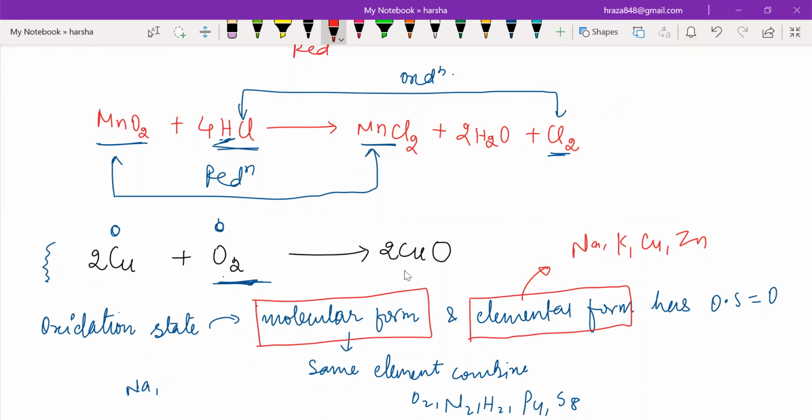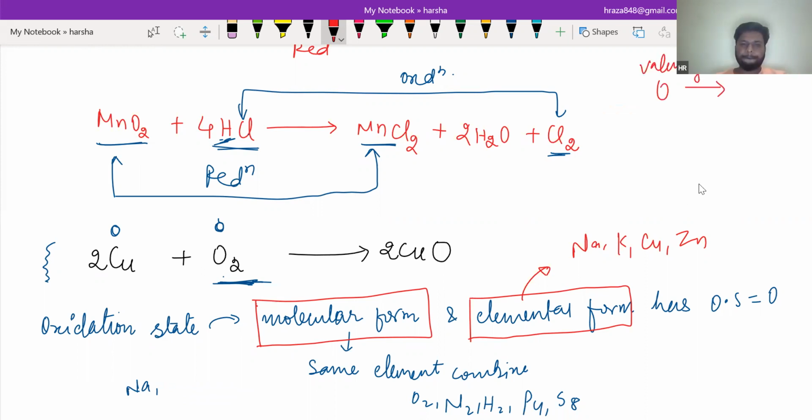Okay, now see. So elemental form and molecular form have oxidation state 0. Now there is a question. Can you tell me the valency of oxygen? Anyone? Valency of oxygen? Oxygen, 2. Oxygen has a valency of 2. Okay, Harsha, do you know it or not? Yes, sir.